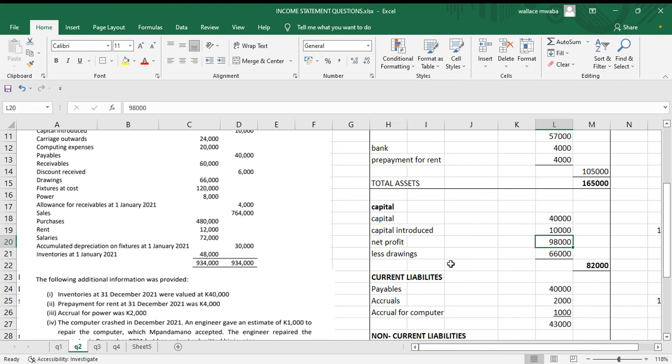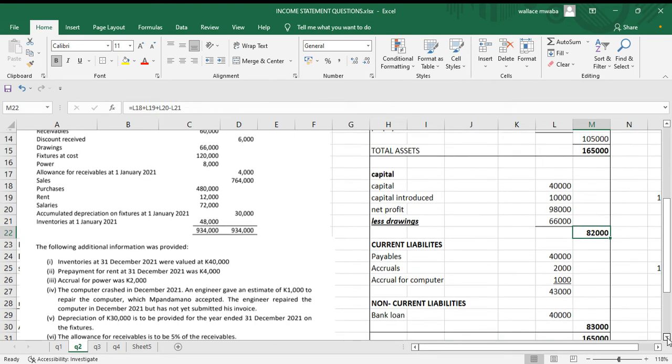Our net profit is 98,000. So we're going to add these: 40,000 plus 10,000 plus 98,000. Then we'll subtract our drawings. Drawings is money removed from the business by its owners, and drawings reduce capital. So we say less drawings, and we're going to get 82,000. That's our total capital, 82,000.